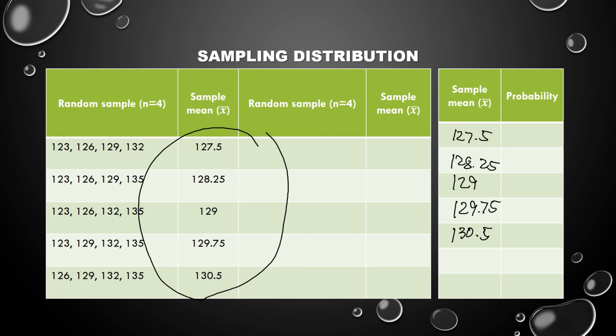So again, going back, we're now on the probability part. We're now checking how many 127.5 there are among our sample means. We only have one for each sample mean, by the way. The sample means there are unique. So all you have to do is have it as 1 over 5, because we have 5 combinations. So that's 1 out of 5 combinations. And that is equal to, in decimal, 0.2. And again, this is 1/5 and also this one. And in decimal, we have 0.2 for that one.